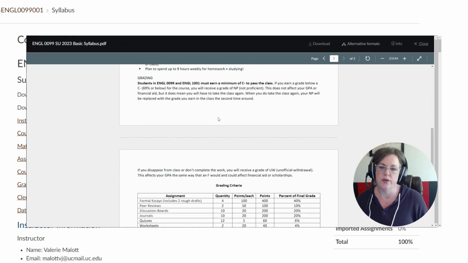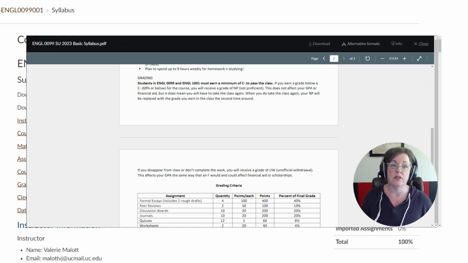I also included some information on grading. It's very important to understand that students in English 099 and English 1001 have to earn a minimum of C minus in order to pass the class. That is a departmental policy, a university policy. In each of the campuses, it is the very same thing. Students must have a minimum of C minus to pass English 099 and English 1001.